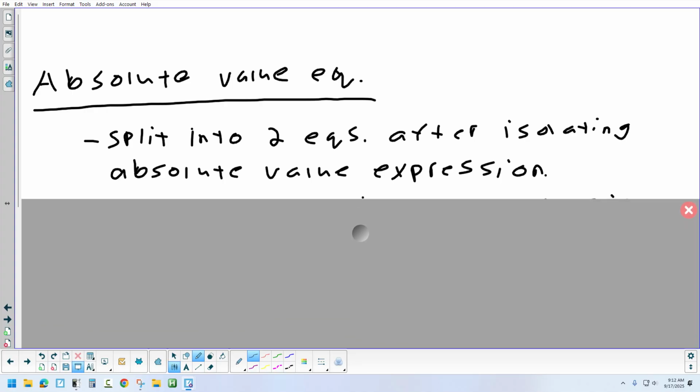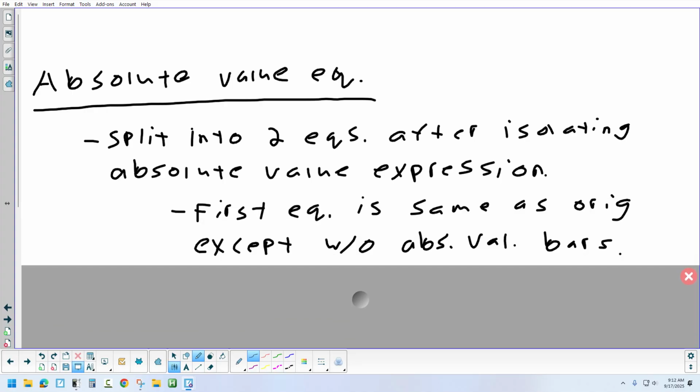The first equation that we split it into is going to be the same as the problem we're given. We're just going to remove the absolute value bars. So you're going to have something like this. The first equation that we do is the same as the original without the absolute value bars. Now, one thing I should mention.